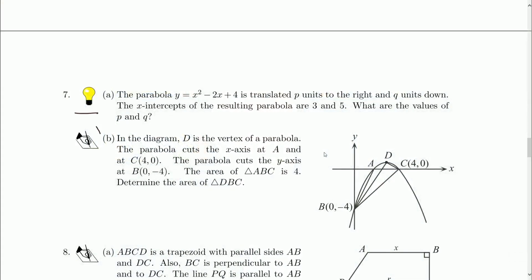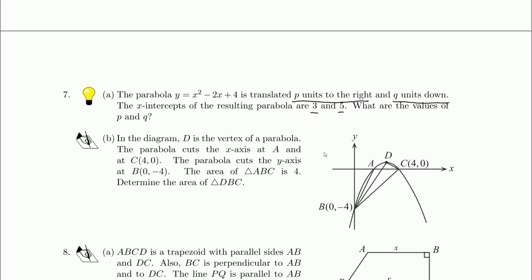Light bulb question and a written question. I think that's the last time this happens. But what do we got for our light bulb question? The parabola x squared minus 2x plus 4 is translated p units to the right and q units down. The x-intercepts of the resulting parabola are 3 and 5. What are the values of p and q?